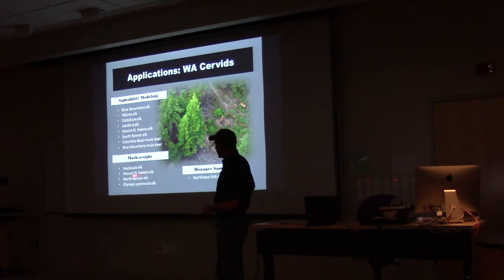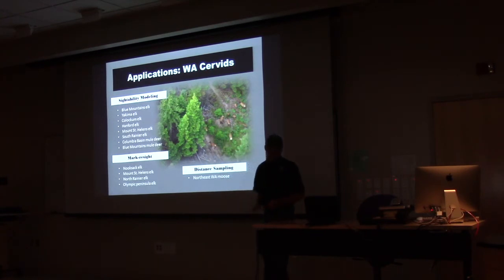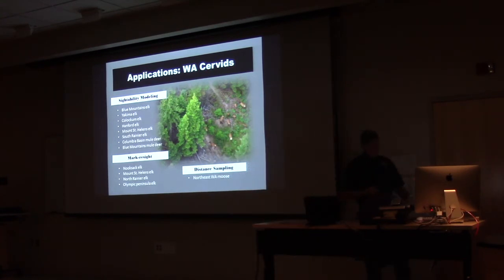We did it for Mount St. Helens elk, but it's not the long-term plan for Mount St. Helens elk. This is the long-term plan right now for Mount St. Helens elk. We've done it for elk that occupy the alpine zone in Mount Rainier during the summer and fall. And we used it in a few places on the Olympic Peninsula for elk. Distance sampling, which is sort of the only place that we're really dealing with that right at the moment, is with moose in northeast Washington.